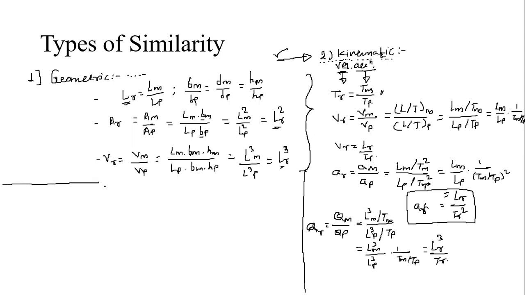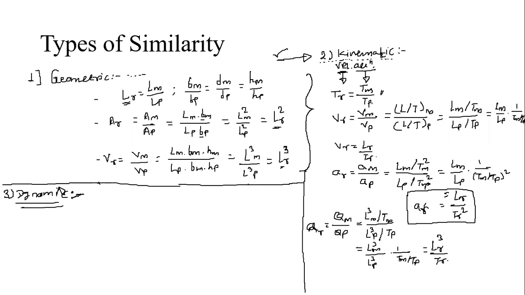Now the third type of similarity is dynamic similarity. So dynamic similarity means the similarity of the forces. Okay, dynamic similarity is nothing but the similarity of the forces.